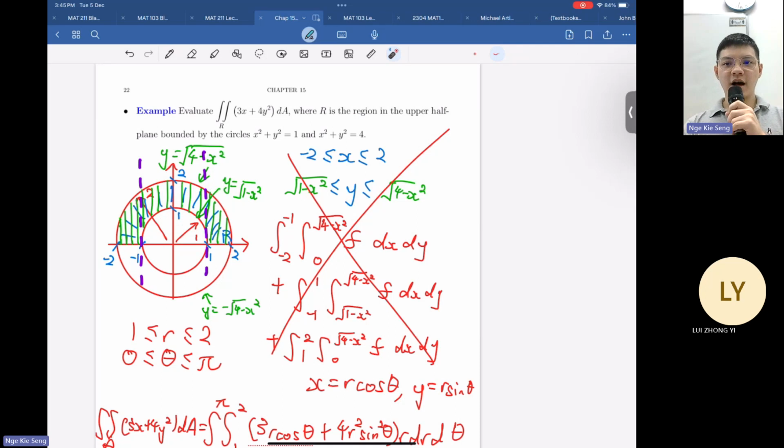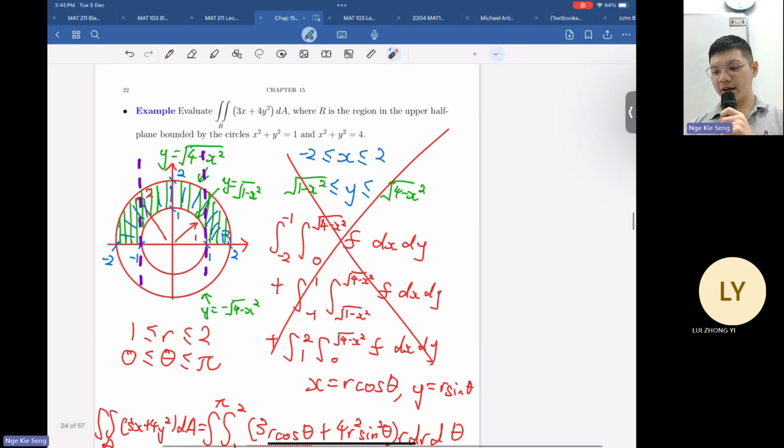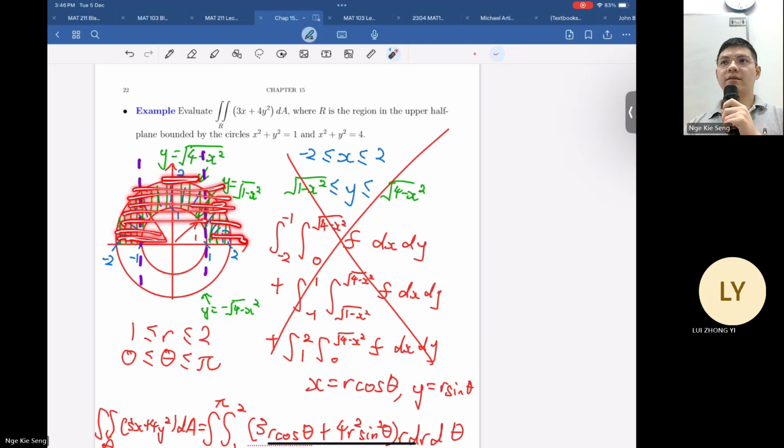So, how many regions do you think you need to cut this shape into if you do it this way? Let's say I fix y, okay? I do the x integration, right? So how many regions do you need to split? What do you think? How many regions?